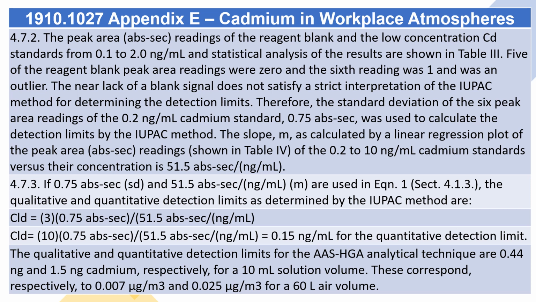The qualitative and quantitative detection limits for the AAS-HGA analytical technique are 0.44 ng and 1.5 ng cadmium, respectively, for a 10 milliliter solution volume. These correspond, respectively, to 0.007 micrograms per cubic meter and 0.025 micrograms per cubic meter for a 60 L air volume.